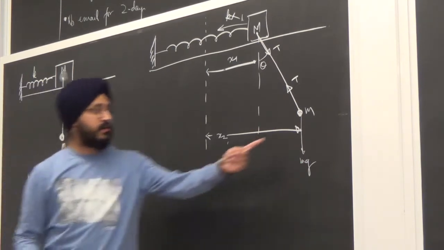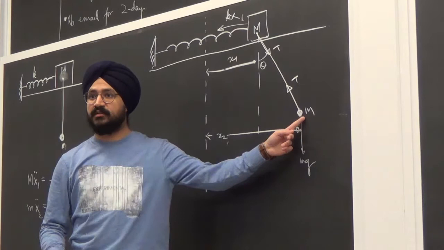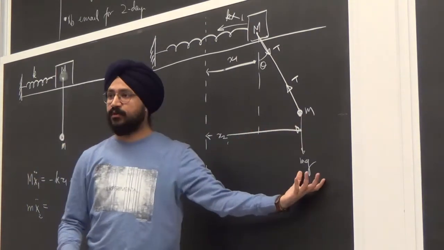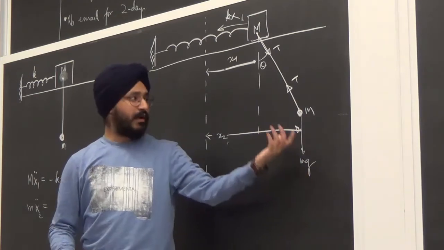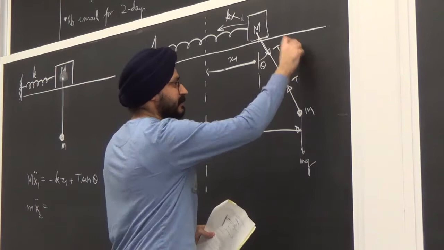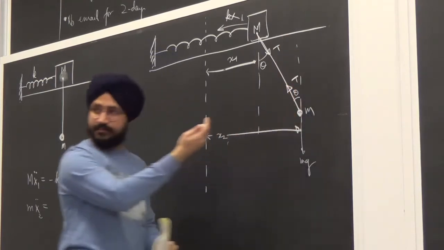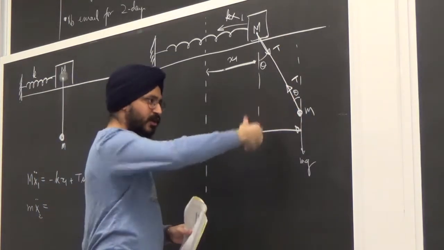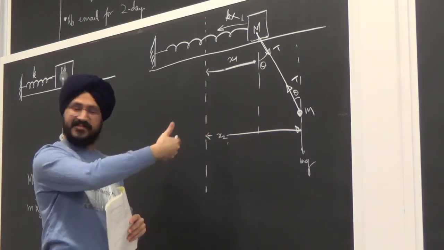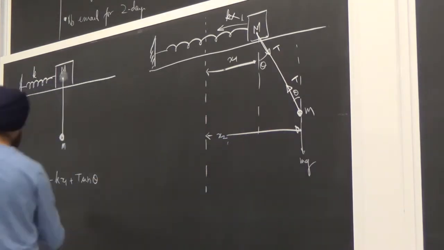What about the horizontal force on the second particle? The x direction force. Does gravity have an x component? No. What has? Tension. If this angle is theta, so is this. So what's the horizontal component of T here? Cos or sine? Sine again. And the negative side. So you have minus T sine theta.